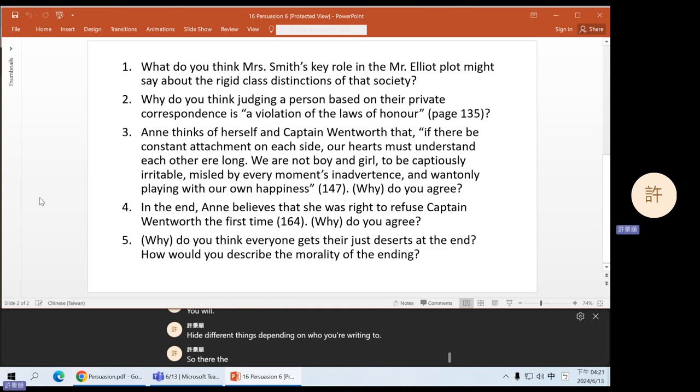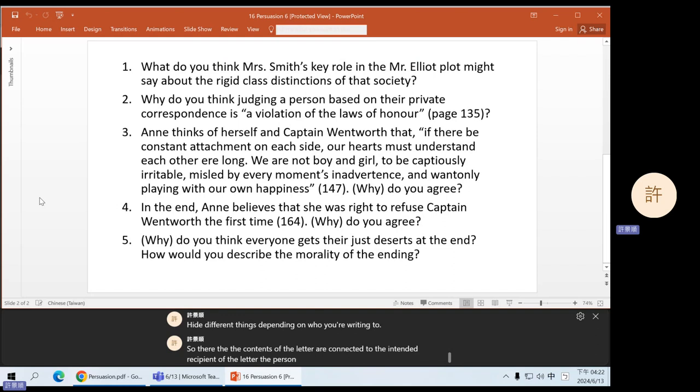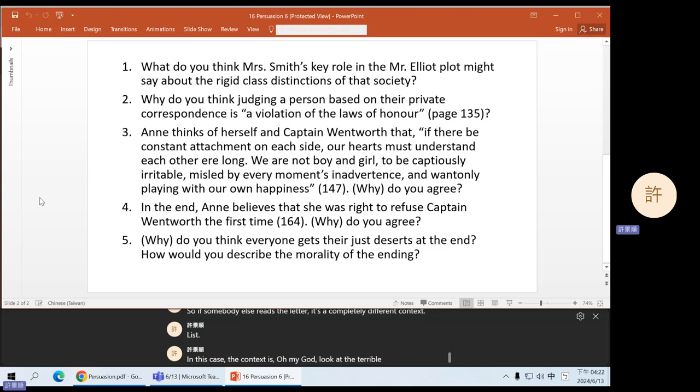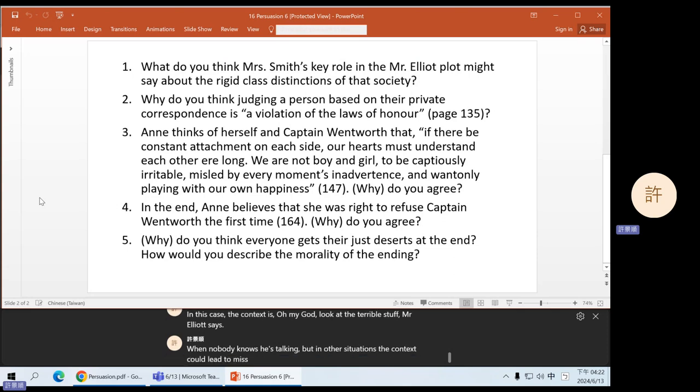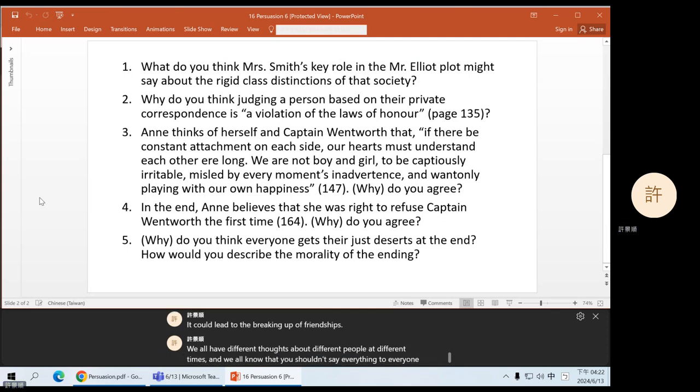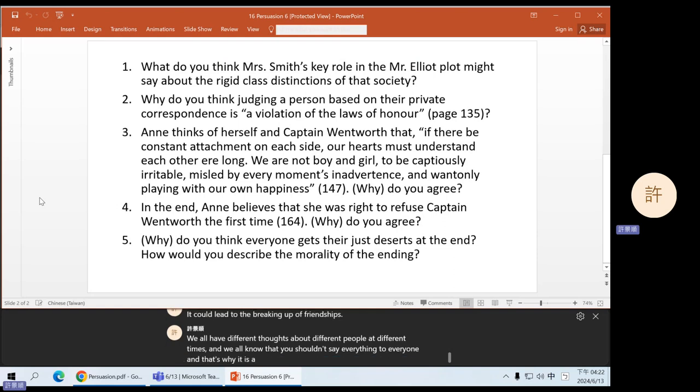So there, the contents of the letter are connected to the intended recipient of the letter. The person and the content is connected. So if somebody else reads the letter, it's a completely different context. In this case, the context is, oh my God, look at the terrible stuff Mr. Elliot says when nobody knows he's talking. But in other situations, the context could lead to misunderstandings. It could lead to the disruption of plans. It could lead to the breaking up of friendships. We all have different thoughts about different people at different times, and we all know that you shouldn't say everything to everyone. And that's why it is a violation of the laws of honor to read a letter that is not meant for you.